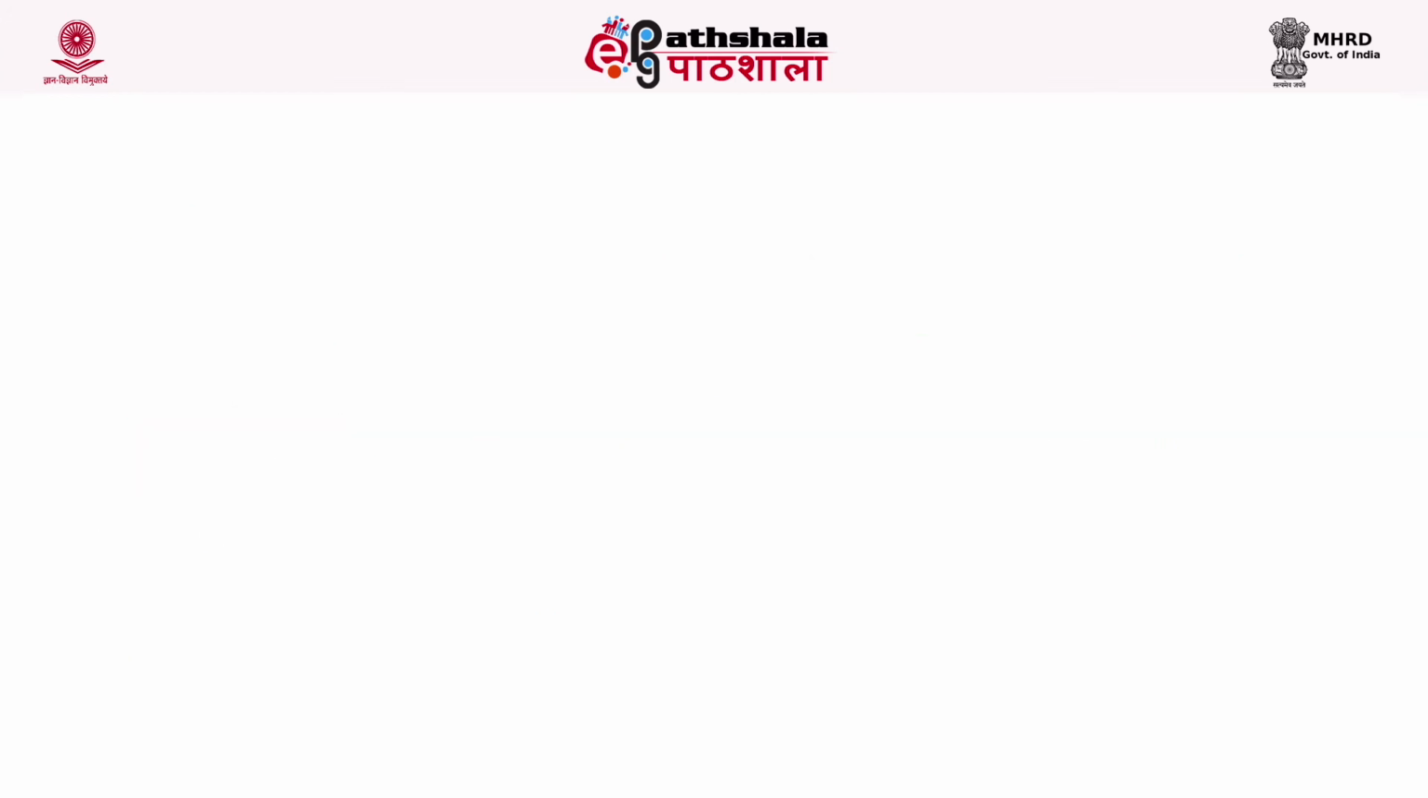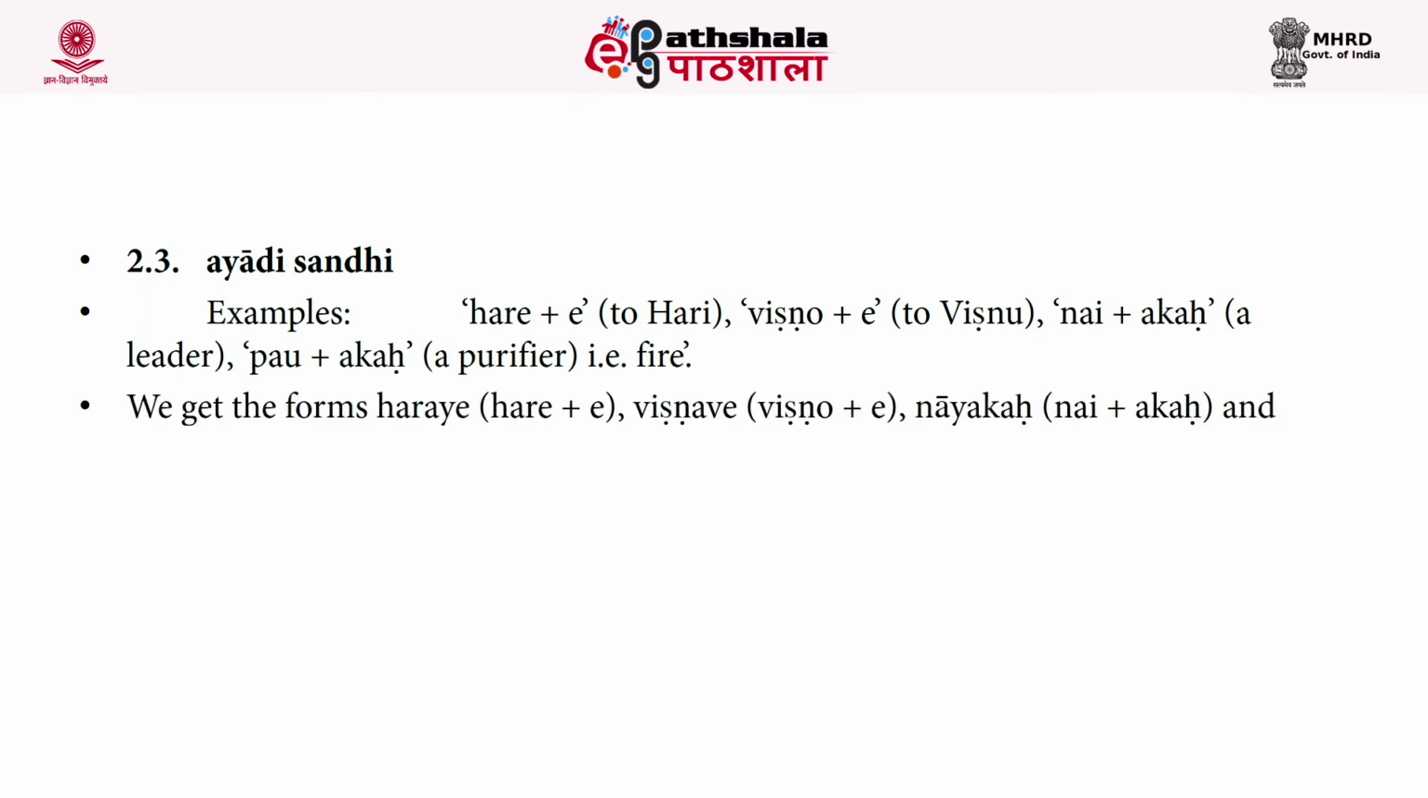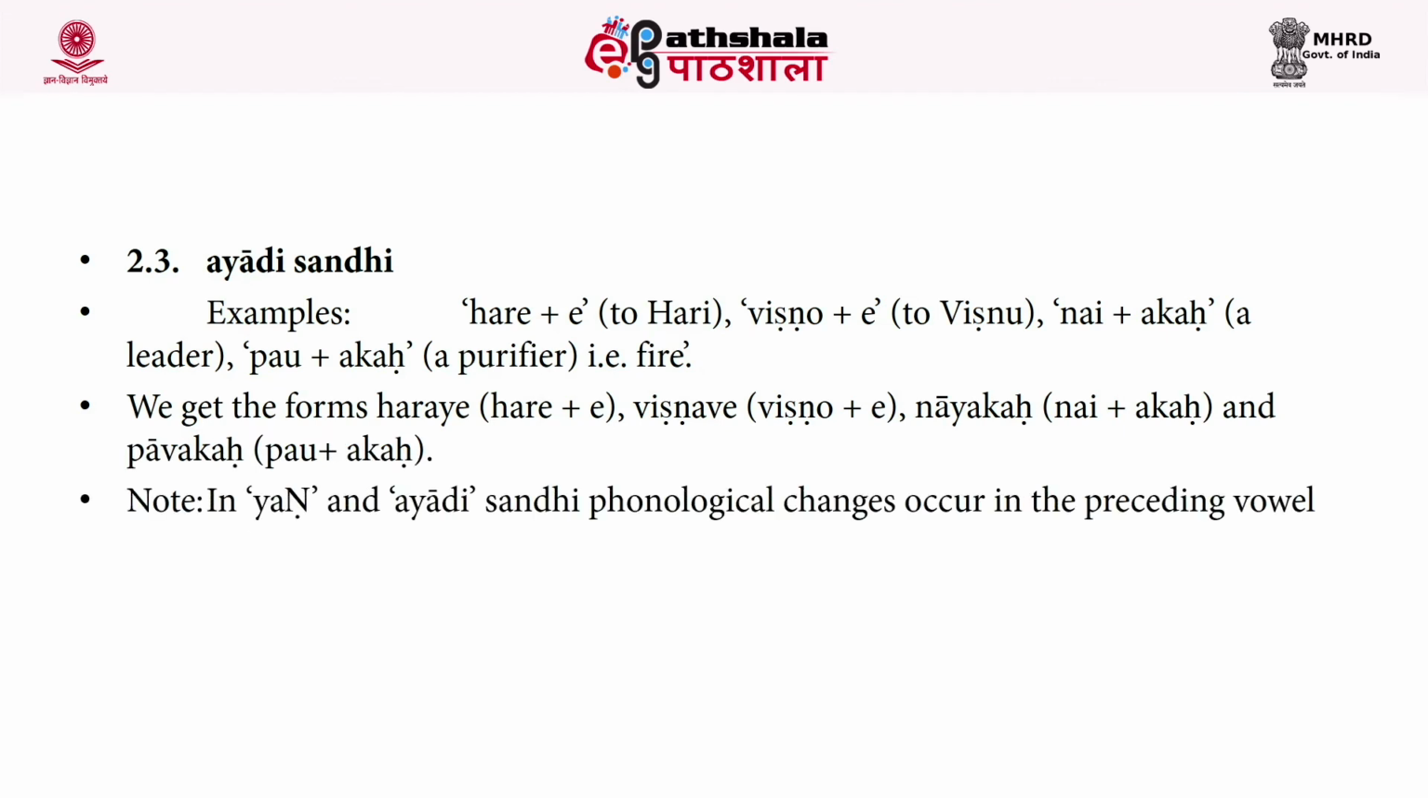Ayadi sandhi. Examples. Hare plus e to Haraye, Vishnu plus e to Vishnave, Nai plus Akah, a leader, Pau plus Akah, a purifier. There isn't an appropriate condition here for application of rule 6.1.77 Iko Yanachi, as the preceding parts of the above examples do not have Ik. Hence, rule Eco'yavayavah 6.1.78 applies.